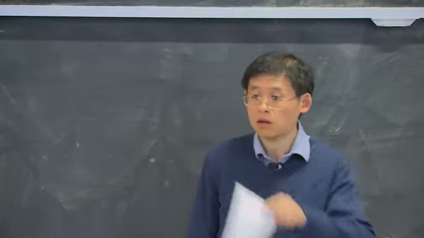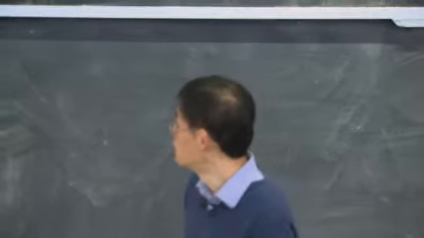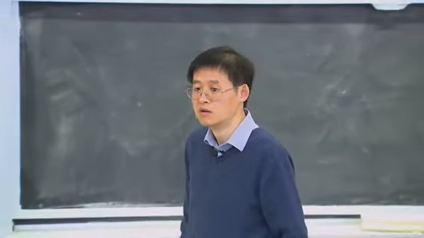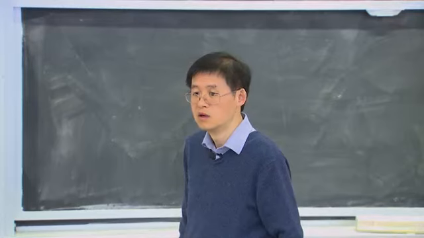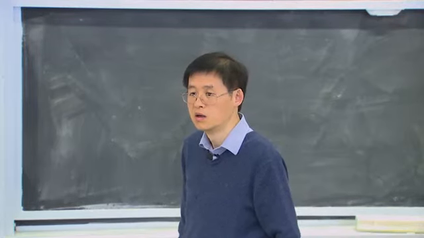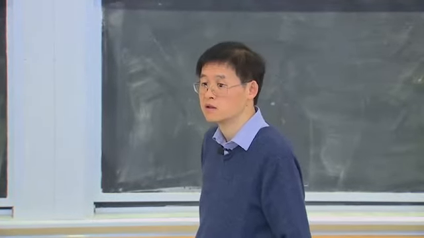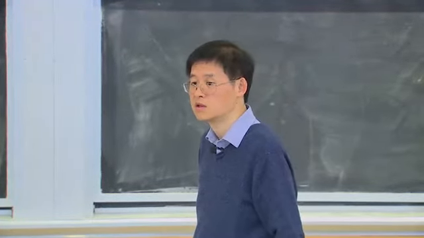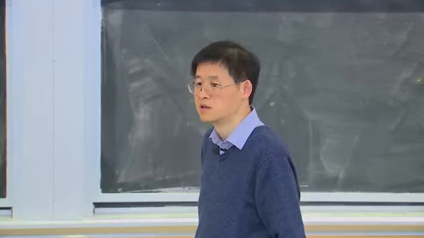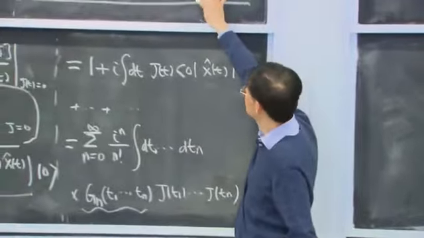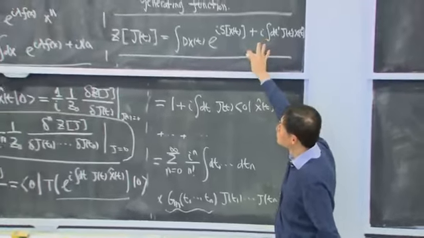Yes? You separated out the exponentials, the e to the i s, and then the i integral. Isn't s and the other term an operator? So you'd have another contribution from a commutator. No, because in the path integral, they're just ordinary functions, right? In the path integral, they're always just ordinary functions.